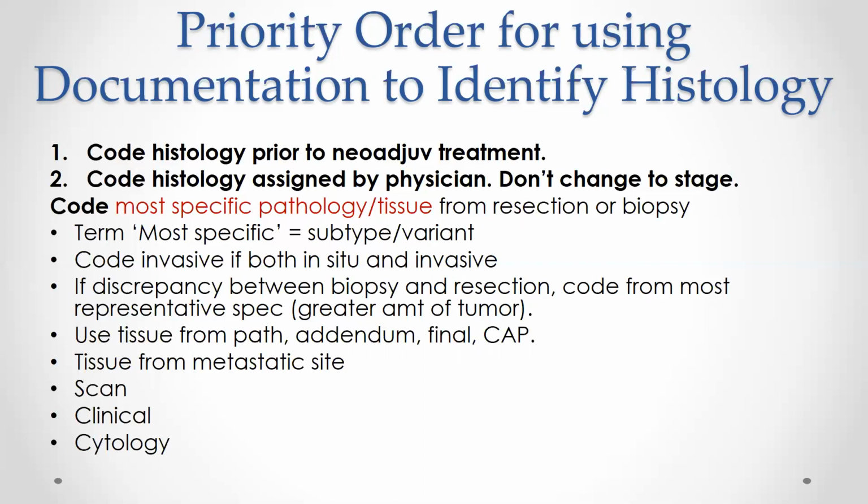Always look at not only the path report, but any addendums, a final path, your CAP summary. You can take histology from a metastatic site if that's all you have. And it seems strange to take a histology from a scan or clinically or cytology. But what that's saying is if you have a diagnosis in a report that is saying consistent with colorectal adenocarcinoma or consistent with rectal carcinoma, that you can take that if you don't have anything else.